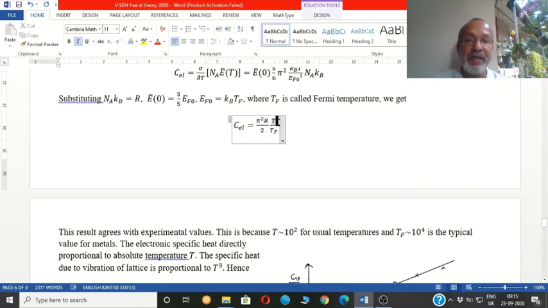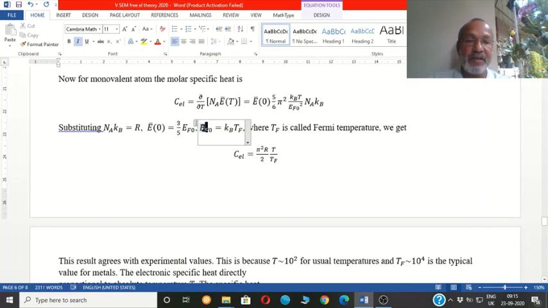T will be the temperature of the metal, which is of the order of 10 raised to 2. For example, at room temperature we have 300 Kelvin, so that is 3 into 10 raised to 2. So T will be of the order of 10 raised to 2. And the value of T_F for metals is of the order of 10 raised to 4, because E_F0 is a large quantity. So T_F generally for typical metals will be of the order of 10 raised to 4.